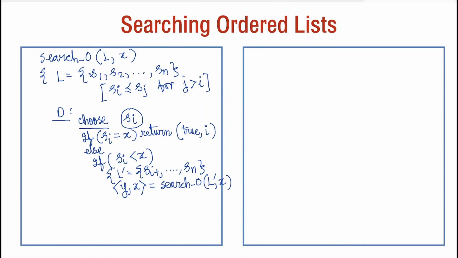And if Y is equal to true, we will return the value in the original list. Sorry, this cannot be X, so let this be Z, because we already know what X is. Z is the location where it is returned. If Y is true, then return Z plus i. That means we know that from i, Z more locations are there. If that is not true, we return false, and we can return any value, infinity, 0, it does not matter.